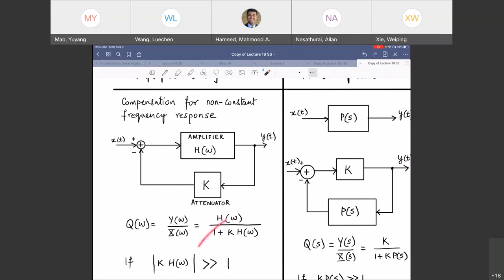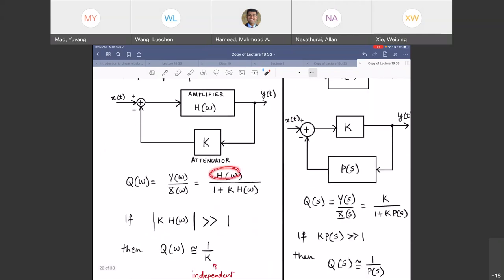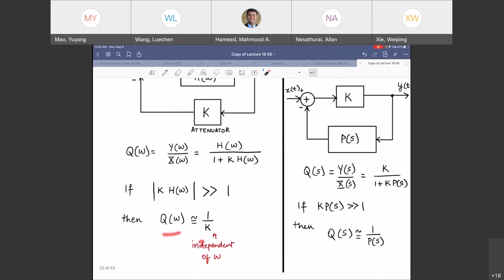We know with negative feedback, we can find the closed loop transfer function. Now, observe this, H of omega over 1 plus K H of omega. If I make K H of omega too high, what would happen? K H of omega will dominate, which means that you can ignore the 1. H of omega will get cancelled out, and you will have Q of omega equal to 1 over K, which is independent of omega.